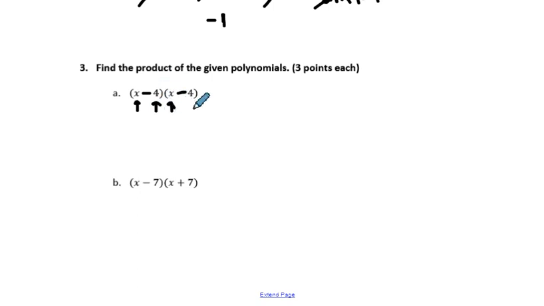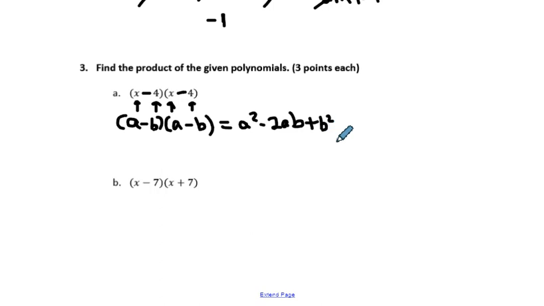So remember, in class, we said this is the same thing as A minus B times A minus B, or A minus B quantity squared. And we've already FOILed this pattern out in class, that gives us A squared minus 2AB plus B squared. And we're able to apply that pattern on this one.